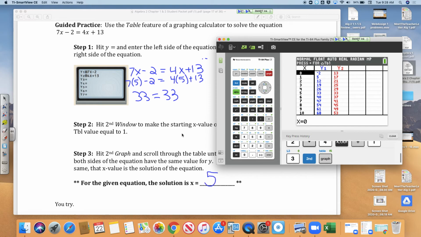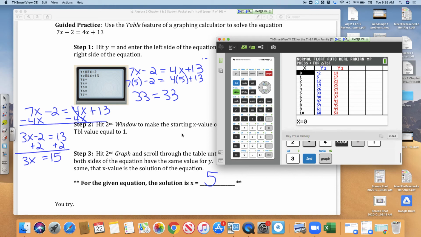Now, if we didn't use the calculator to solve, we would just use the opposite of the order of operations, which is basically just the steps you would take to solve an equation. I would subtract both sides by 4x. I get 3x minus 2 equals 13. Add 2 to both sides. And divide by 3. I also get here x is equal to 5.